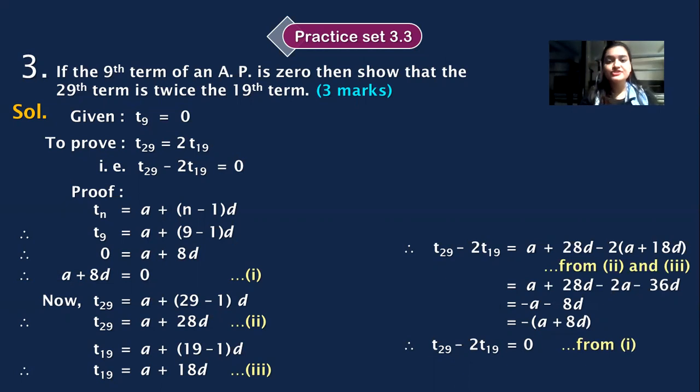Have you all understood this very properly? It's a very easy sum in AP. Whatever is given, go in order. T9, T29, T19, go on substituting, and you will reach the final answer.